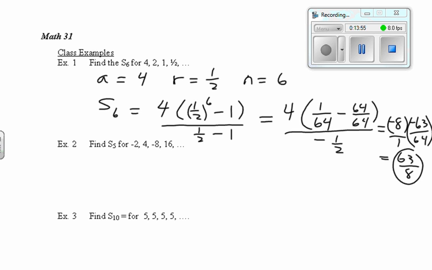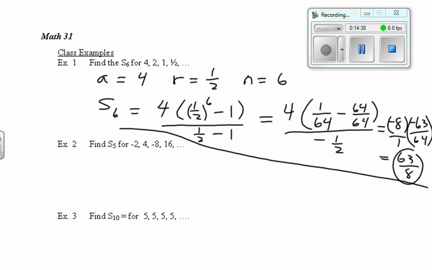Okay, I'll just review, okay? You can always get it on your calculator. 1/2 to the 6th power: 2 to the 6th power is 64, isn't it? 1 can be written as 64 over 64. 1 minus 64 is -63 over 64. 4 divided by -1/2 is -8. And then the negatives cancel. And 8 divides into 64 8 times, so you get a denominator of 8. But if you didn't like all that, you can do it on your calculator.